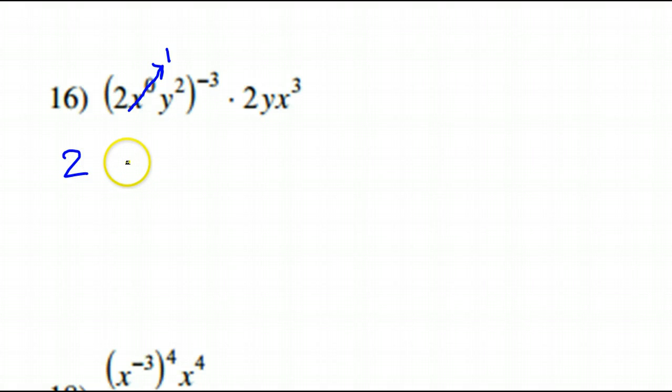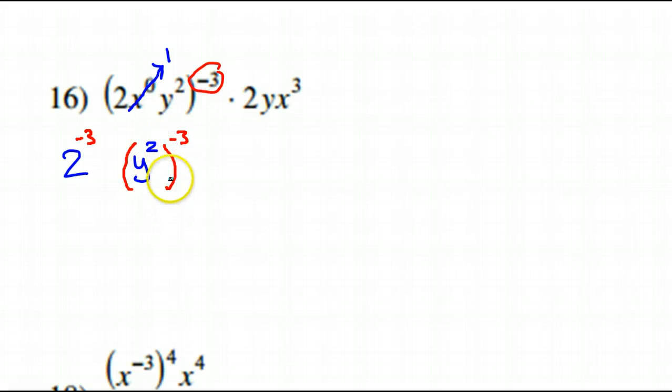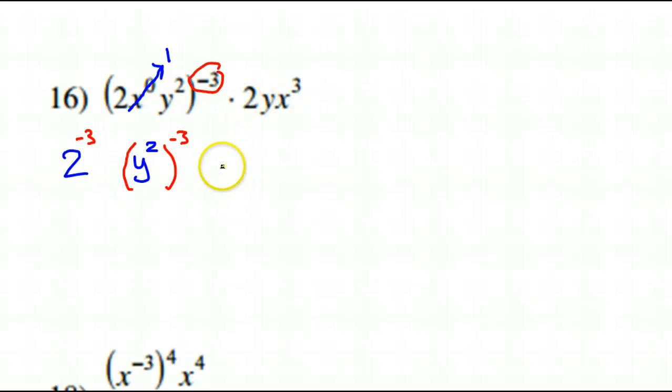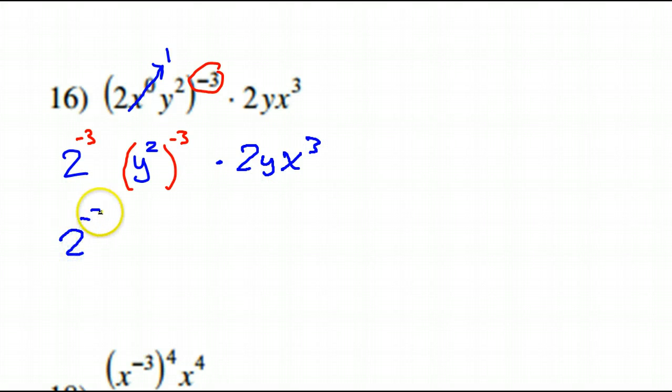So I've got this 2, I've got this y squared. And so this negative 3 power, again, is going to have to be applied to both of these things. Okay, so the 2 is going to get a negative 3 power, and the y squared is going to get a negative 3 power. Okay, this is not in the parentheses, so that's just going to come down the same. So far I have 2 to the negative 3 power, y to the negative 6 power.